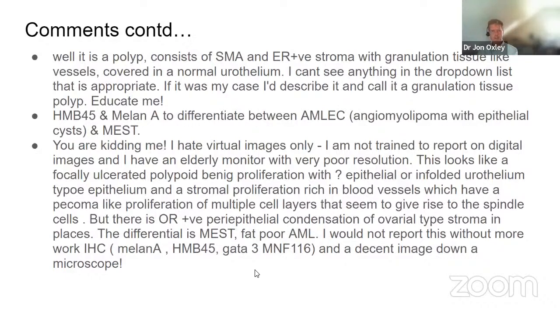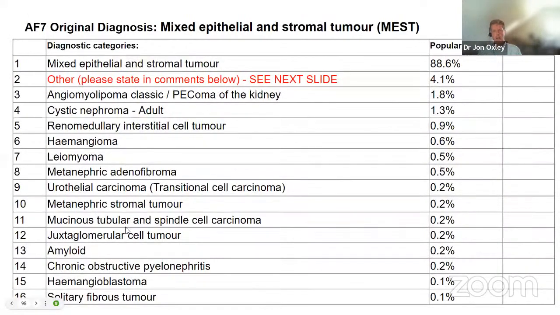And I think you can read that yourself, really. We had a lot of differential diagnoses, and it would be very easy for us to exclude this case, because we had over 16 different possible diagnoses. But unfortunately, you were quite good at getting the correct diagnosis, 88.6%. And if you include the cystic nephroma, then that's really up towards the 90%.